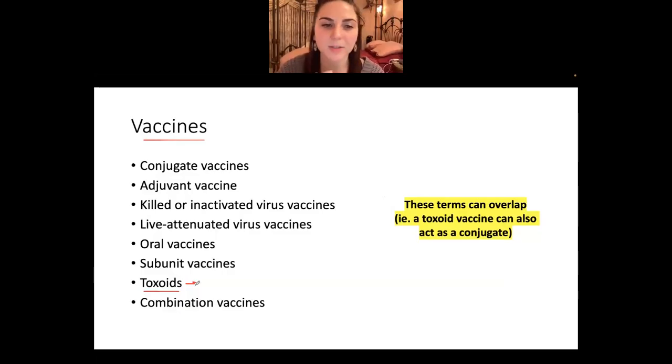We'll talk about the toxoids, but remember what I said, if you have a polysaccharide vaccine, like a polysaccharide capsule, and you want the T cells to see it, and you want T-dependent B cell activation, you usually conjugate a protein to the polysaccharide, right? A lot of the times they use toxoids to do that. So you can have overlap. Technically toxoids can be a part of conjugates, and just keep in mind that there can be overlap in that way.